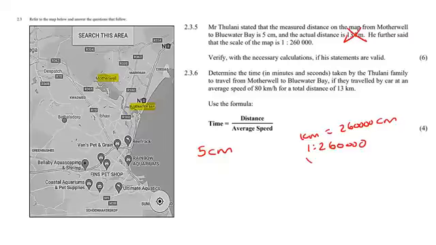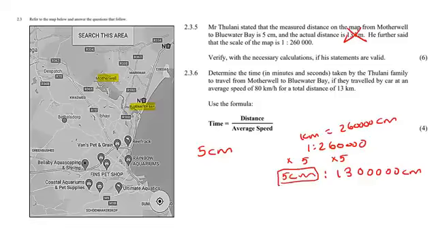So if you multiply this by 5, and what you do to the one side, you do to the other side, we get 1,300,000 centimeters. So the 5 centimeters on the map is giving us 1,300,000 centimeters in real life. But they've used kilometers, so let's just convert that to kilometers. For that, we'll use our conversion.